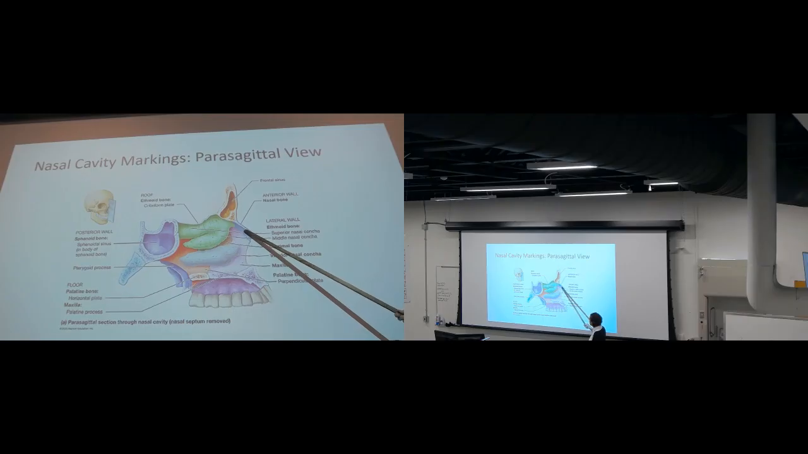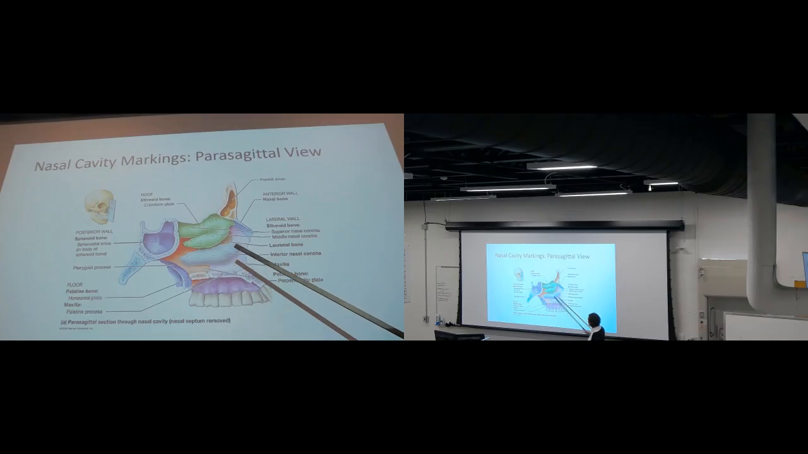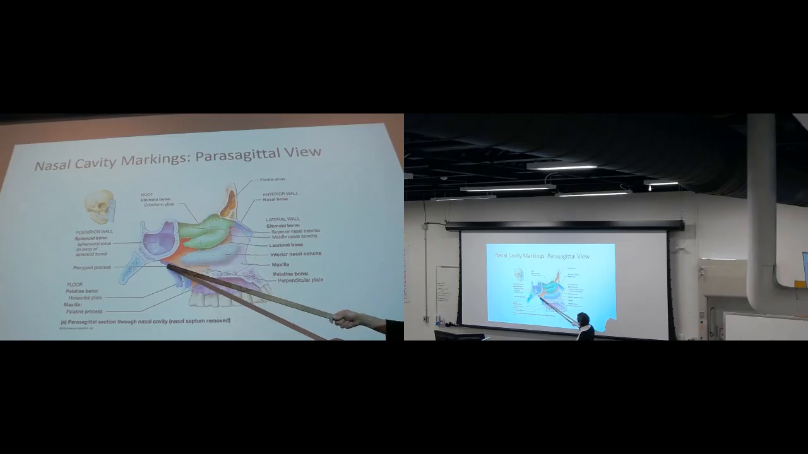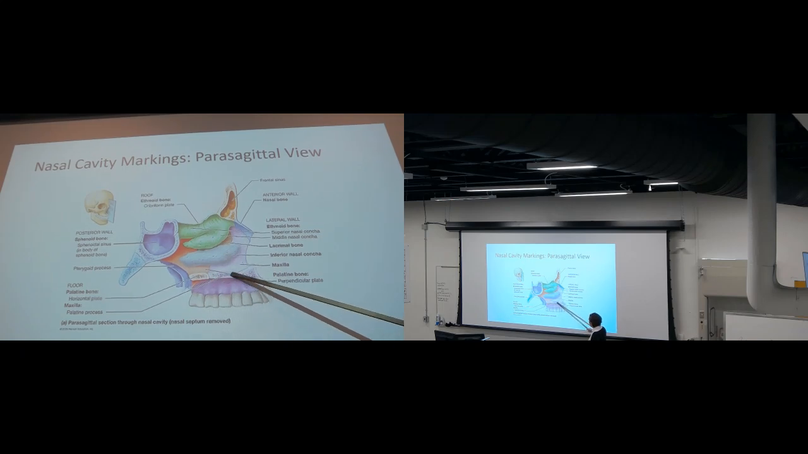And then again, here we have nasal bones. This is the lacrimal bone in here, and this is the maxilla, forming the lateral part of our nasal cavity. And then this is the sphenoid with the pterygoid plates in here, and this is the palatine bone, and this is the maxilla, forming the floor of the nasal cavity.